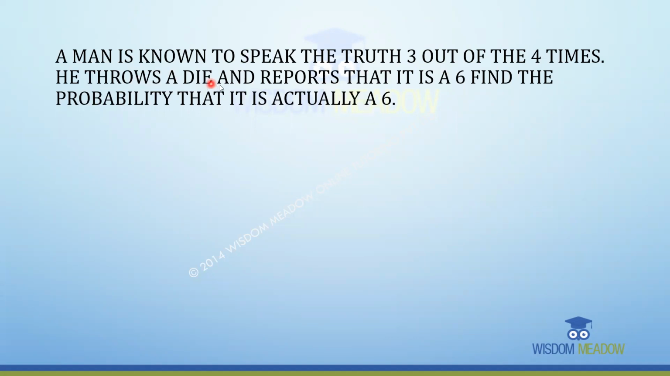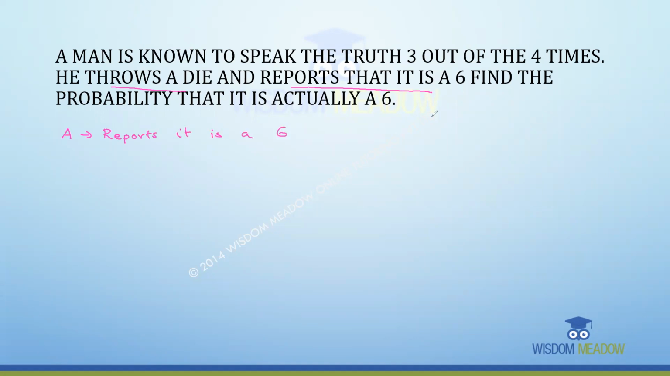So you have to understand what is given over here. You could see that he throws a dice and reports that it is a 6. So that's something which has already happened. So that is given. So that is A. Let's take it as A: reports it is a 6.